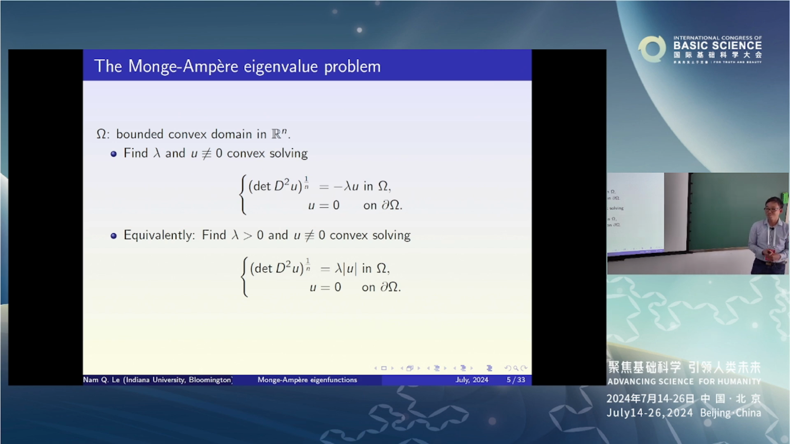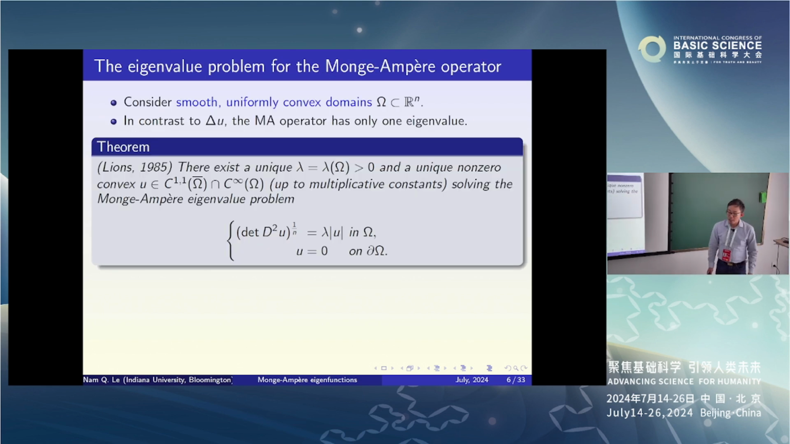Any questions so far? All right. If we look at this problem, most of the talk will be about smooth, uniformly convex domains omega in R^n. I will have one slide about the case when omega is a general convex domain. But most of the time it's smooth and uniformly convex.